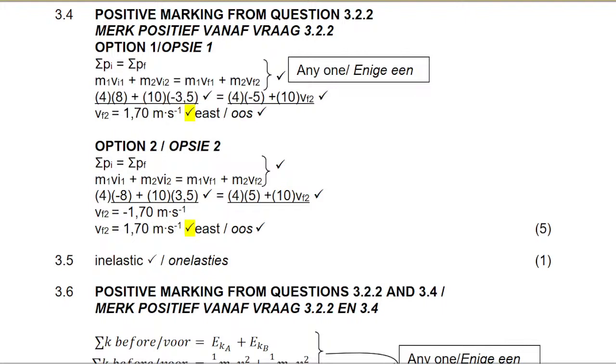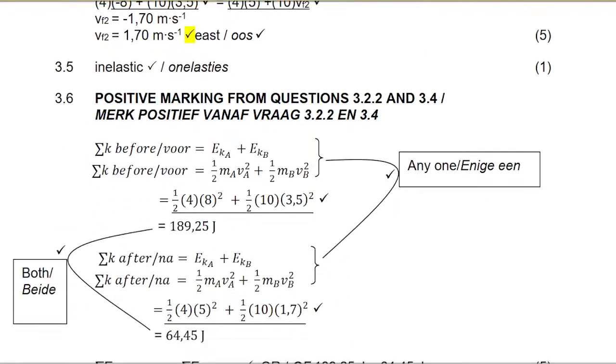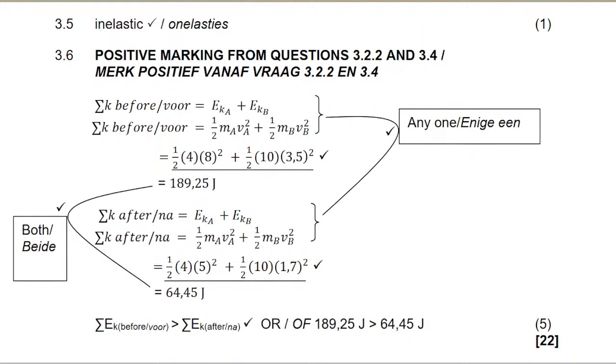So it will be 1 mark for the 170 meters per second, and then 1 mark for the east. Similarly, in option 2, it will be just a change in direction. The answer must be written as positive for that 1 mark, and then the direction must also be indicated. So 3.5: is the collision of ball A and B elastic or inelastic?